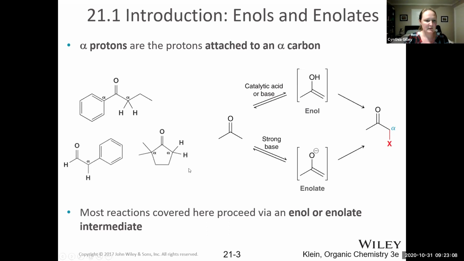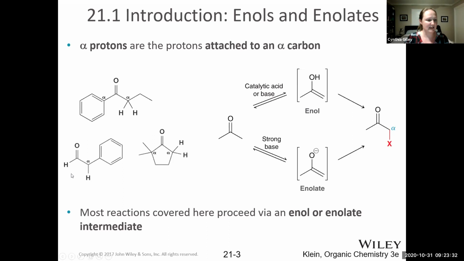Here's another ketone. In this case, it's cyclic. Again, there's two alpha carbons with ketones. This position has two hydrogens, so it's reactive to form an enol or enolate. The other alpha carbon does not have any hydrogens attached. The position is blocked with methyl groups. So this would be a non-reactive alpha carbon for this chapter.